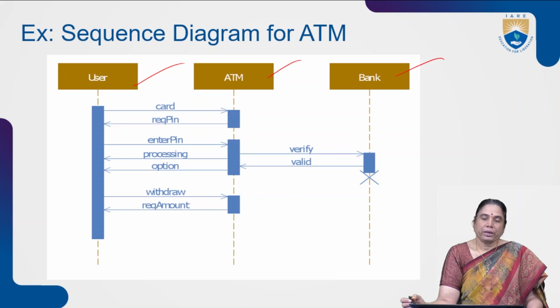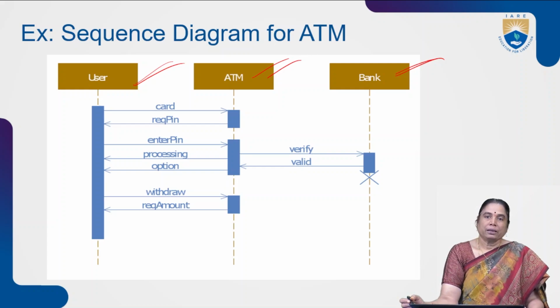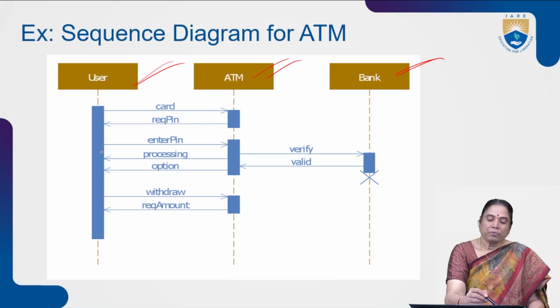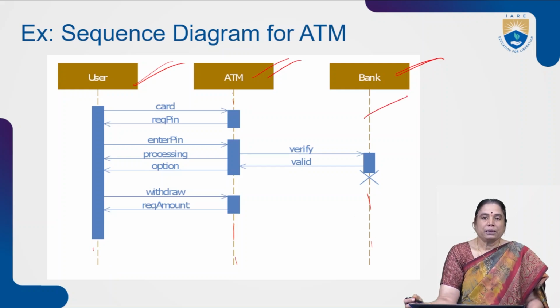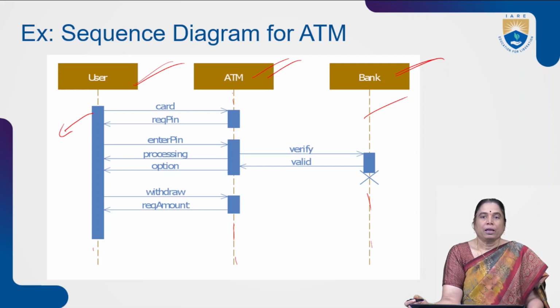Here, in the case of ATM, three objects are considered. They are user, ATM, and the bank. Each object can have a lifeline, which is shown as a vertical dashed line for each object. And when the object is involved in the interaction, that can be represented as a focus of control, which is a thin long rectangle. And the sequence of messages, how the system behaves during execution, is visualized in the sequence diagram.